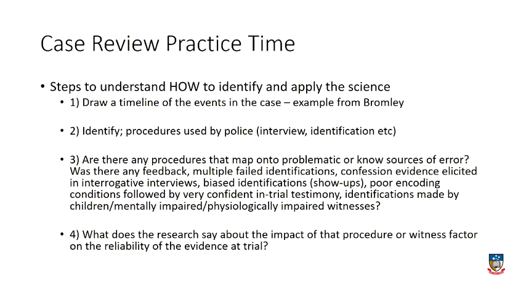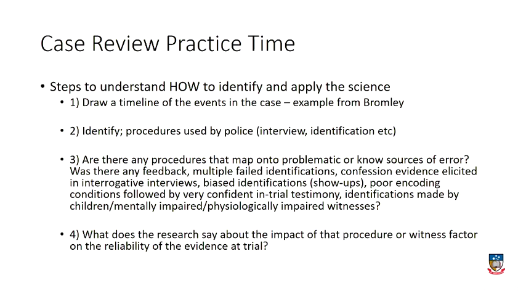So the question then is, are there any procedures that map onto a problematic or known source of error? The key things that you'd look at there are things like, did they conduct a lineup in an unfair way? Was it a show-up? We know there are problems with show-ups, potentially. Were there multiple identification attempts and the first three of them failed? Do we know that at the time the suspect was interviewed they were under the influence of drugs or that they were mentally ill? We know there are issues with that.